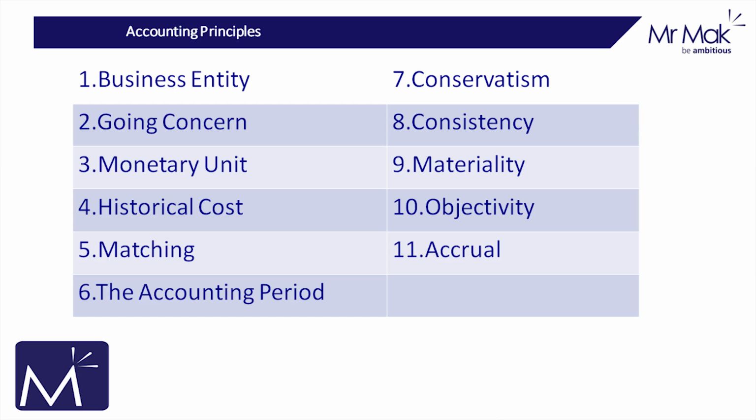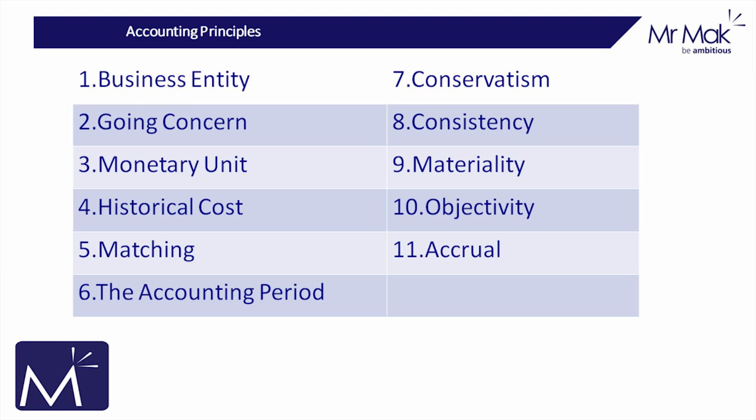The seventh principle relates to conservatism. And this states that given two options in the amount of business transactions, the amount recorded or the value recorded should be the conservative one. It should be the lower one as opposed to the higher one.